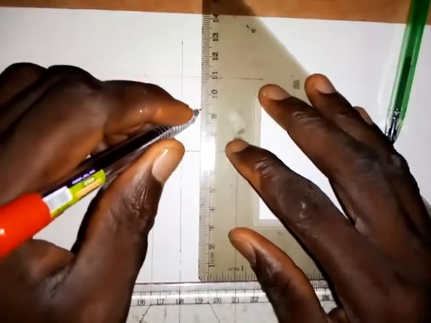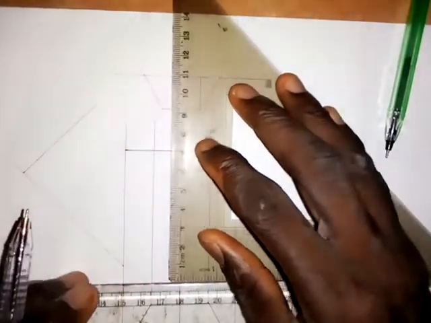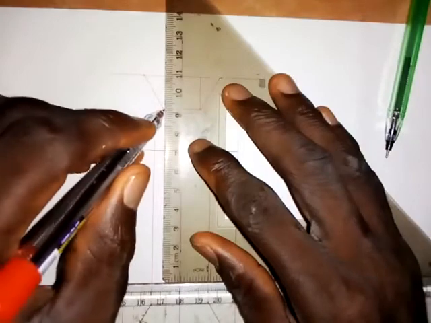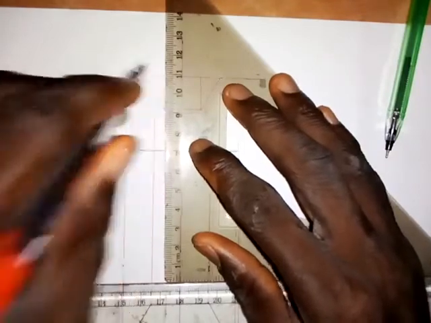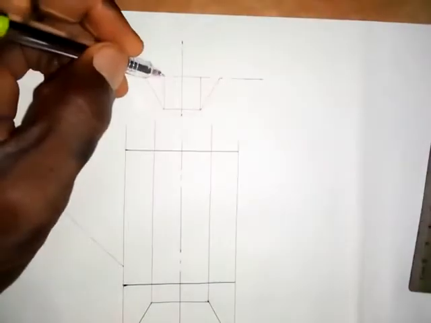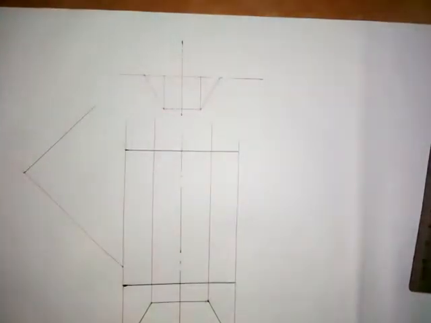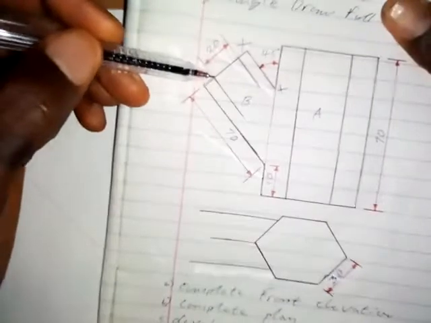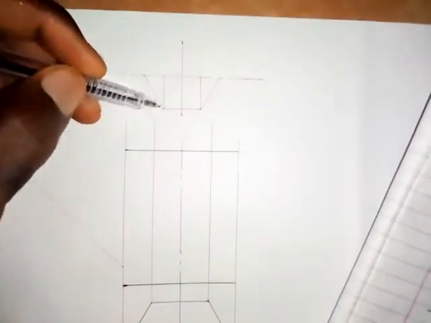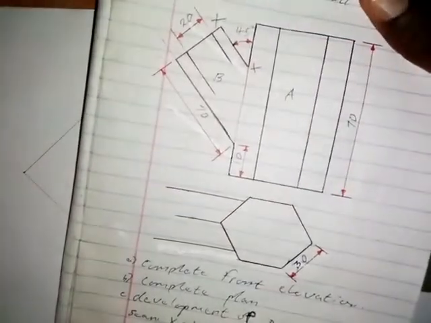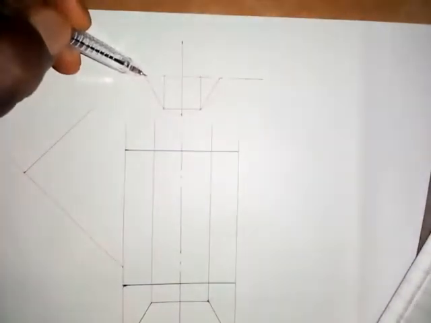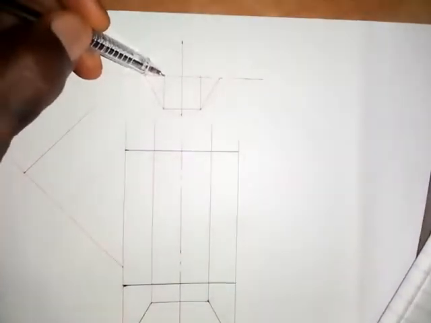Draw a vertical line from this point, and then draw a vertical line from this point. The distance from here to here, or from here to here, is the distance that we have from here to here. And the distance from here to here is equal to the distance from here to here.